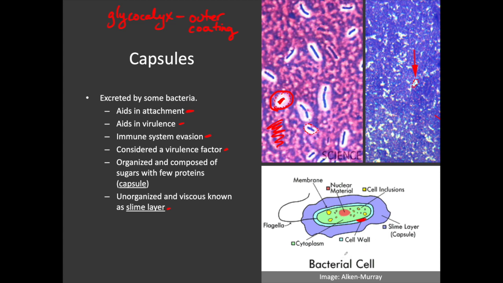I call capsules Harry Potter invisibility cloaks. Harry Potter would put on that invisibility cloak and he could run around the castle and cause all kinds of trouble, but nobody could see him. And that's what the capsule is like on bacteria. These bacteria put on their little capsule invisibility cloak and they can run around the body and wreak all kinds of havoc, and our immune system has trouble finding them because they're hiding in that glycocalyx.